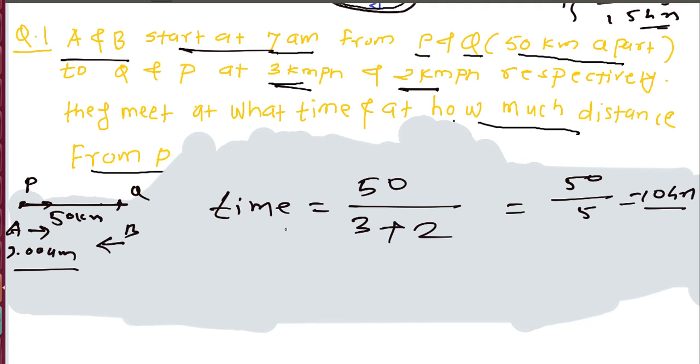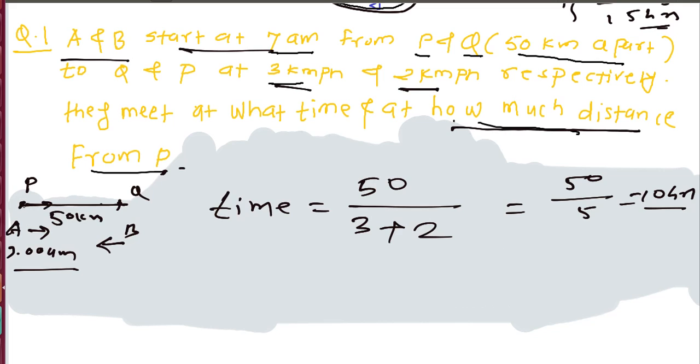So they will meet after 10 hours, right? That means after 7 a.m. they will meet at 5 p.m. So they will meet at 5 p.m. and the next question asked is at how much distance from P. That means how much distance from P here.